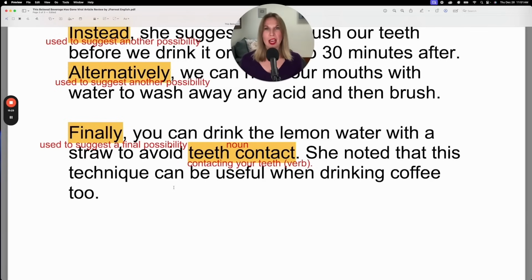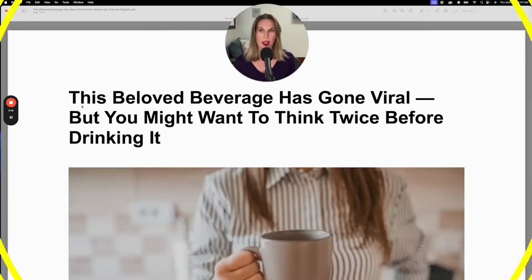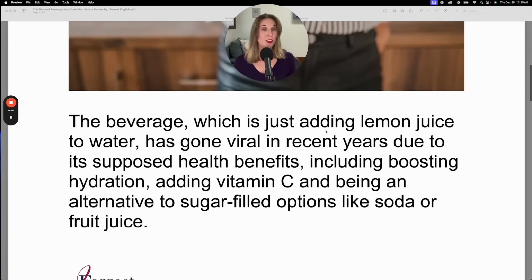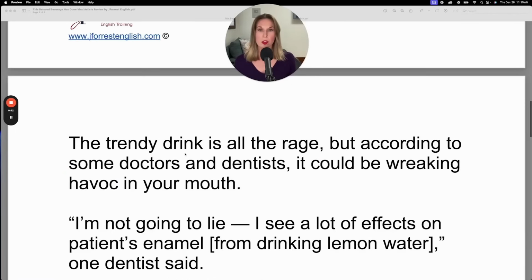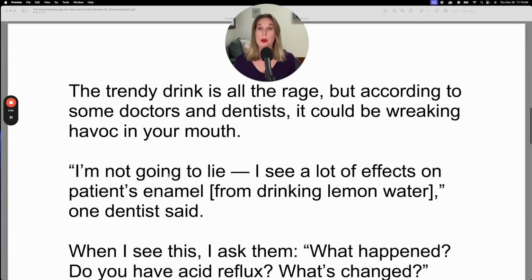So what I'll do now is I'll read the article from start to finish, and this time you can focus on my pronunciation. This beloved beverage has gone viral, but you might want to think twice before drinking it. The beverage, which is just adding lemon juice to water, has gone viral in recent years due to its supposed health benefits, including boosting hydration, adding vitamin C, and being an alternative to sugar-filled options like soda or fruit juice. The trendy drink is all the rage, but according to some doctors and dentists, it could be wreaking havoc in your mouth.